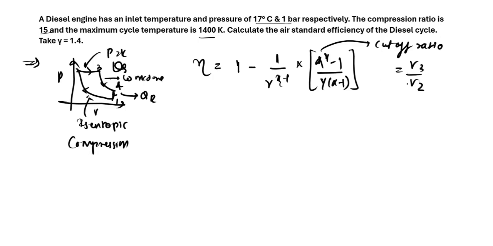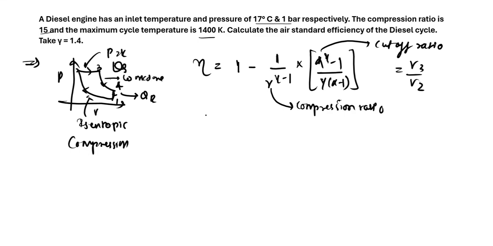So we just have to calculate this V3 by V2 somehow, because we only need that to calculate the efficiency. This r is the compression ratio, and we have already been given the compression ratio as 15. And we know the value of gamma as 1.4, because it is also given in the question to take gamma as 1.4. This is gamma minus 1. So you just need to find the cutoff ratio. Let us see how we can find it here.